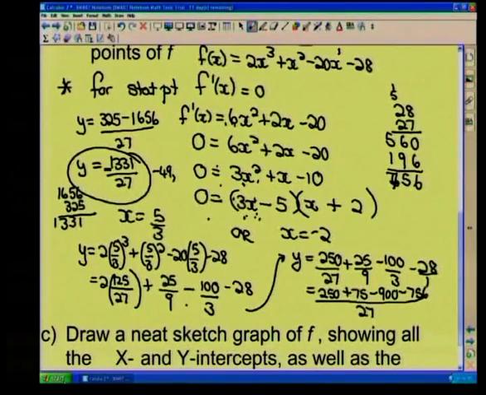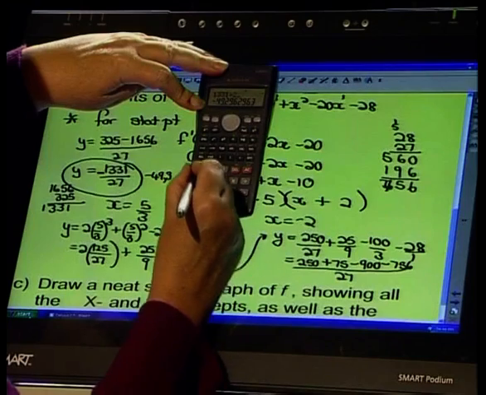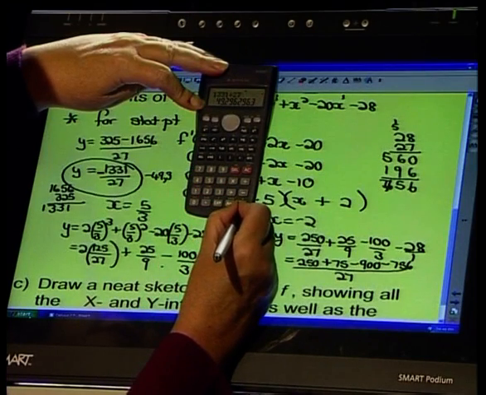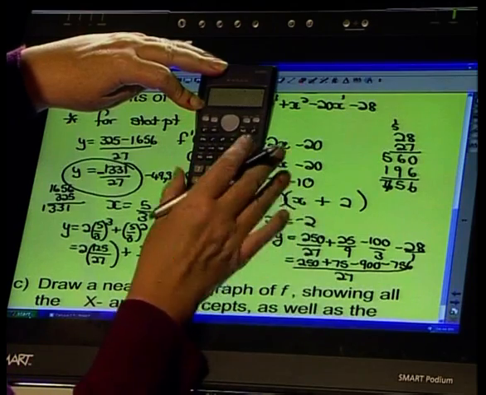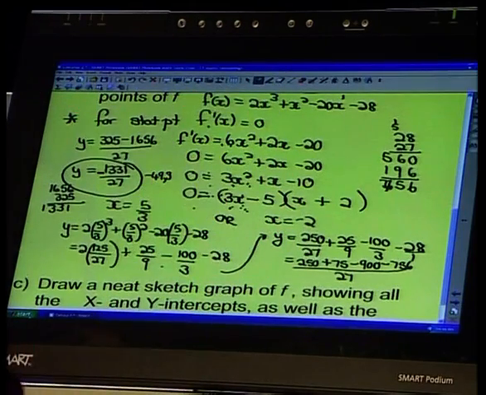And I come out with the answer of, let me write it down over here, minus 49.3 basically. Let's see if my answer was right. 1331 divided by 27 equals 49.3. So yes, it was right. But you can see it was quite a mission compared to just using our calculator.